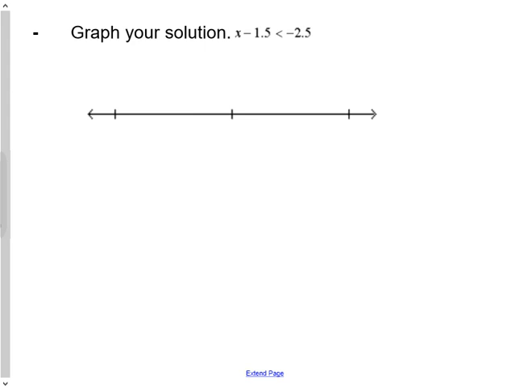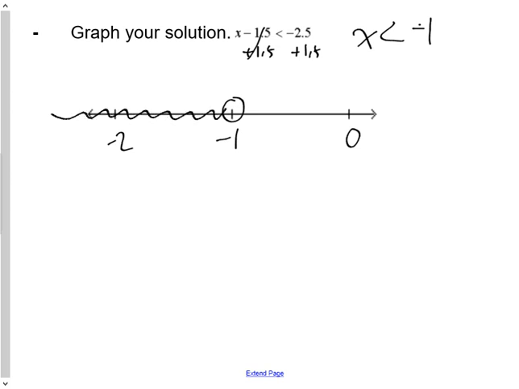Your next equation says all values -2.5 is less than x minus 1.5. I'm going to add 1.5 to both sides to get rid of your constant. All values less than, the sum of -2.5 and 1.5 is -1. So all values less than -1, make -1 there, and 0 there, and -2 there. Open boundary point, because it does not include -1. And all values less than -1, make this the solution.